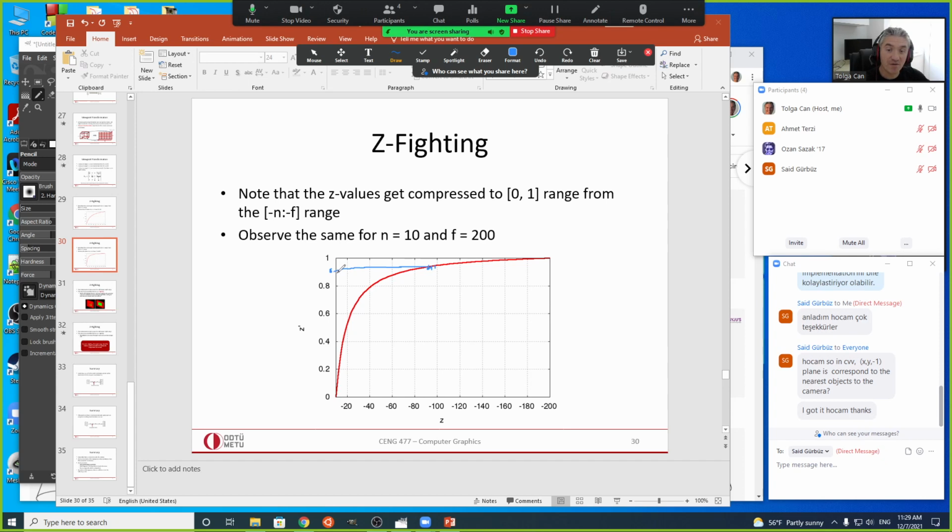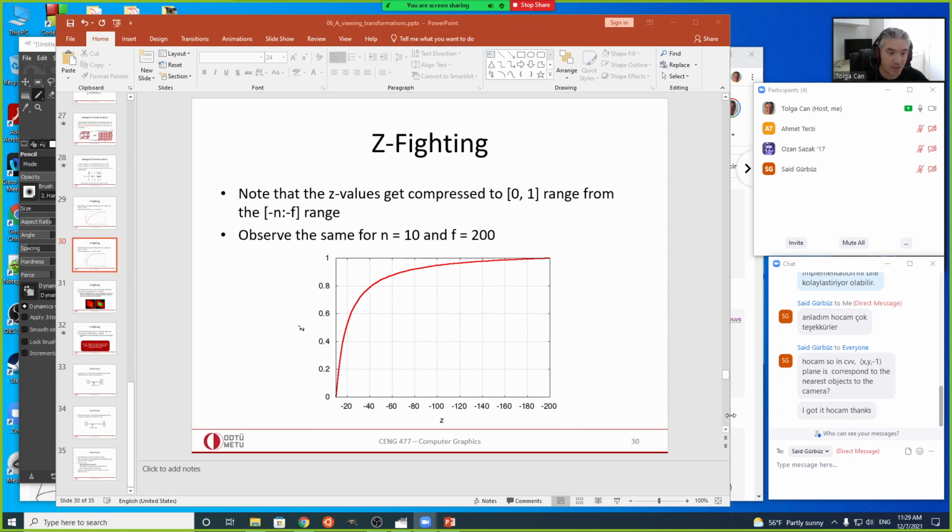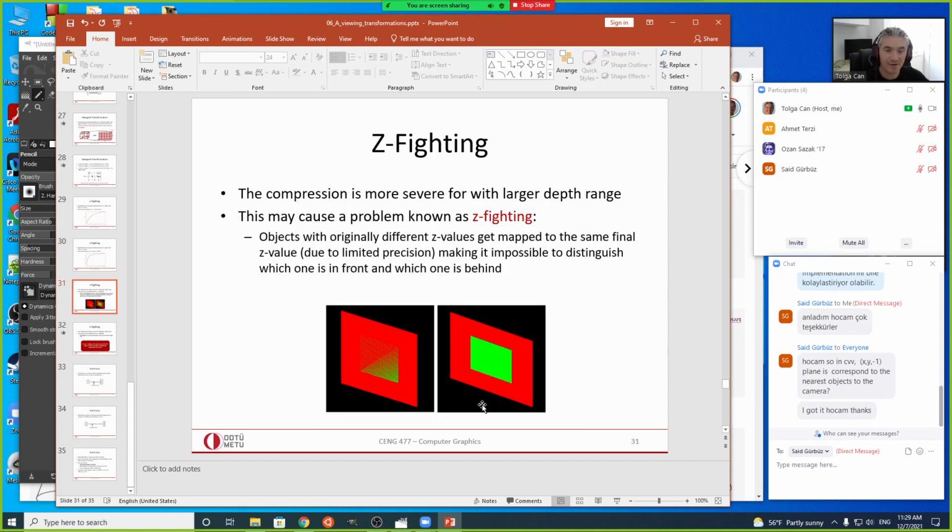Their depth values will be very close to each other, and because of this floating point or double imprecision, what we are going to have is something called z fighting. Objects that are far away: although the red rectangle is behind the green rectangle, our depth algorithm will have difficulties figuring out at certain pixels who is in front and who is at the back.